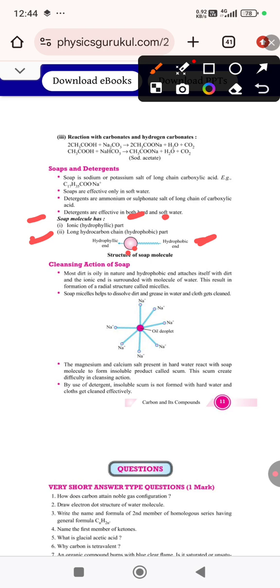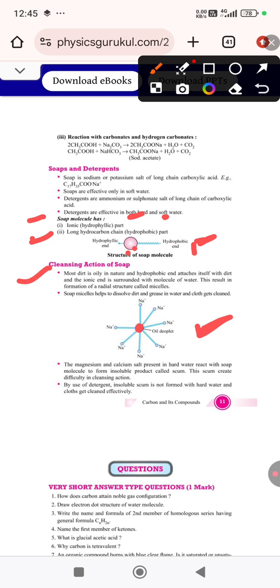Cleansing action of soap. Most dirt is oily in nature, and the hydrophobic end, which is this end, attaches itself to the dirt, and the ionic end is surrounded by molecules of water. This results in the formation of a radial structure called a micelle. Soap micelles help to dissolve dirt and grease in water and clothes get clean.